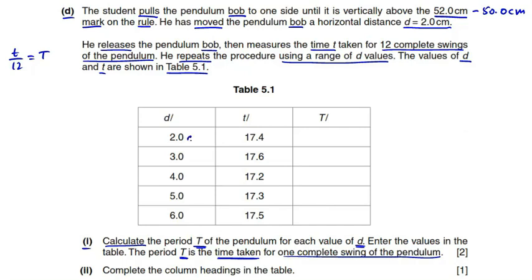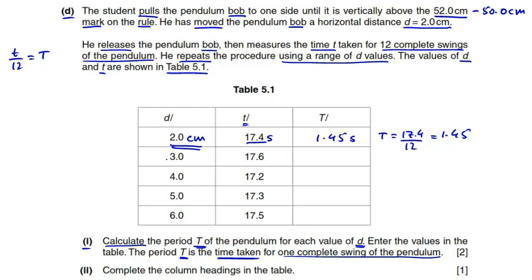Look students, for d equal to 2 centimeters, the time taken for 12 swings is 17.4 seconds. Students, I have just figured out that the unit of time must be second because obviously the time taken for 12 swings of the pendulum can't be 17.4 minutes. So students, if time taken for 12 swings is 17.4 seconds, the time taken for one swing, that is the period of the pendulum, can be easily determined by dividing 17.4 by 12. So students, for d equal to 2 centimeters, period comes out to be 1.45 seconds.